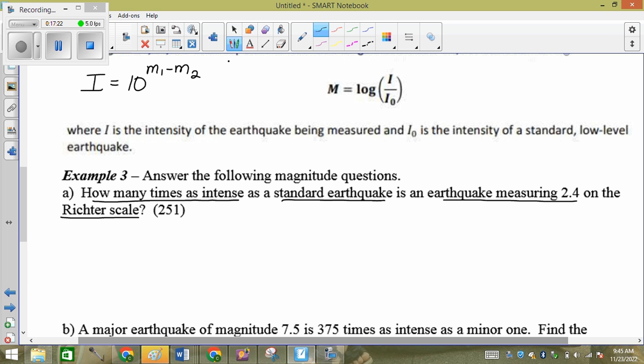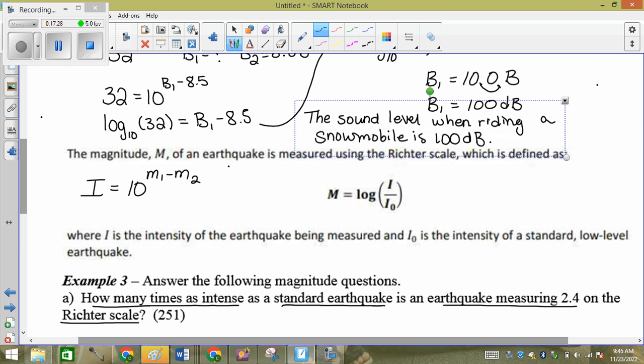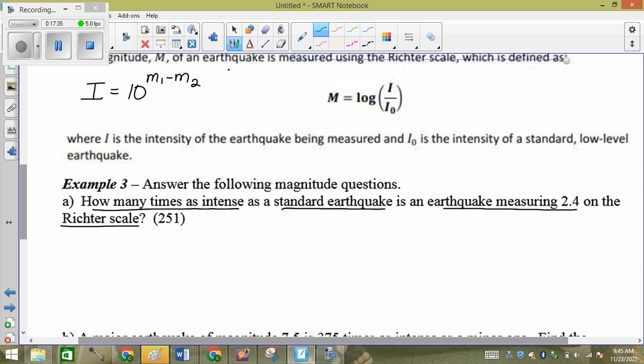So this one, they gave us barely any. So we could actually use the formula above. This is the only way this formula is helpful, because it literally is just asking you for the magnitude. How many times as intense is the magnitude of that? So you can go 2.4 in for your magnitude equals log.